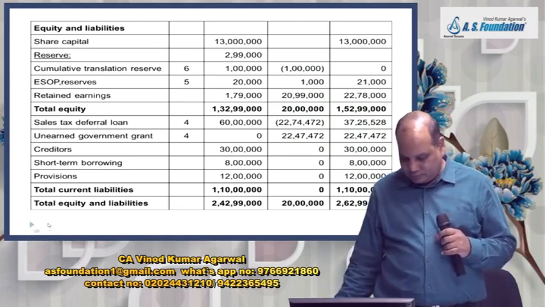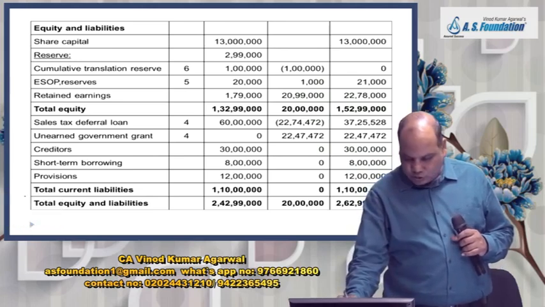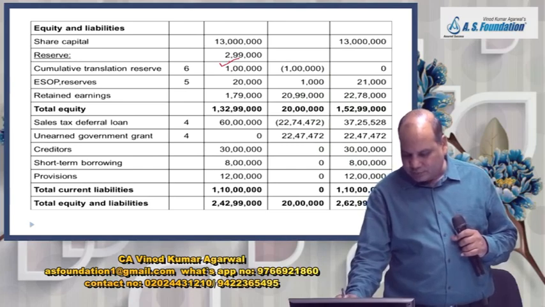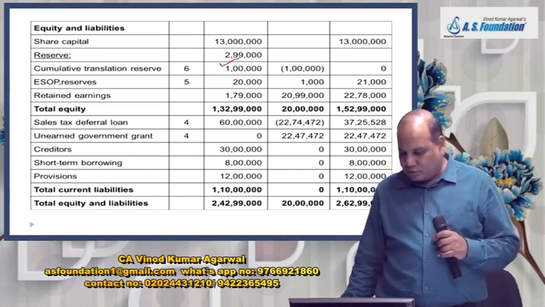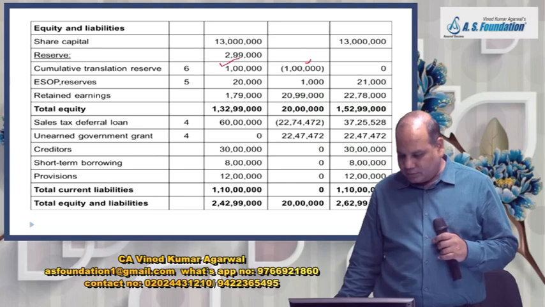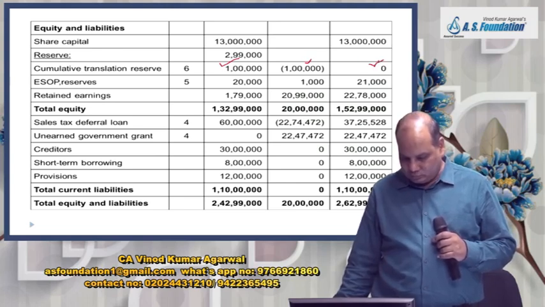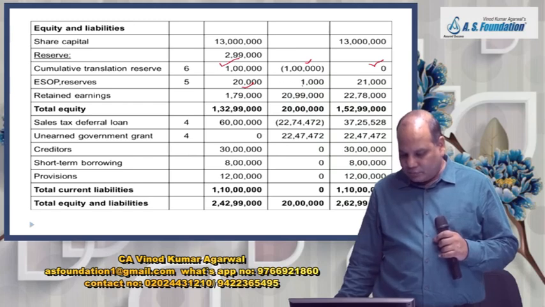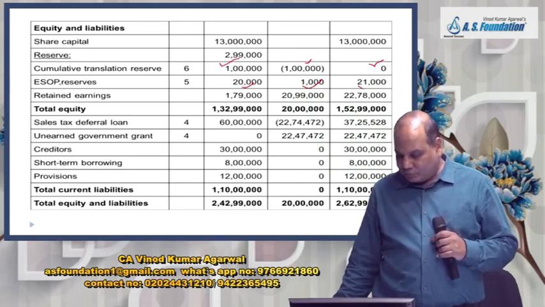Reserve. First you come to this cumulative translation reserve. This we are going to eliminate. So balance will become 0. Then you come to ESOP reserve 20,000. I will add 1,000 because of this unvested option, total 21,000.